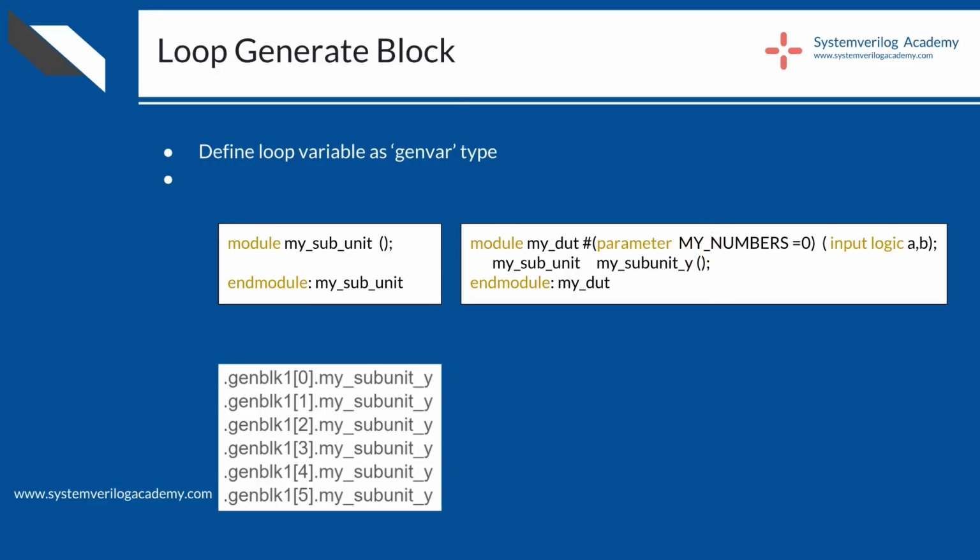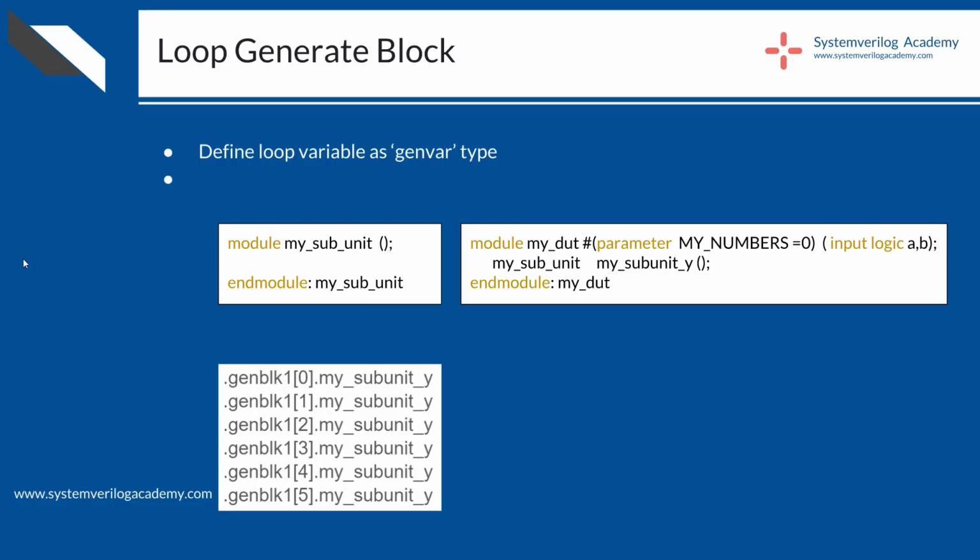You can instantiate it once as shown here. But how will you instantiate it multiple times based on the parameter? That is, if the parameter MyNumber is 4, MySubUnit needs to be instantiated 4 times, if MyNumber is 8, 8 times and so on. You might think about an array of modules, but there is nothing like an array of modules in Verilog or SystemVerilog.